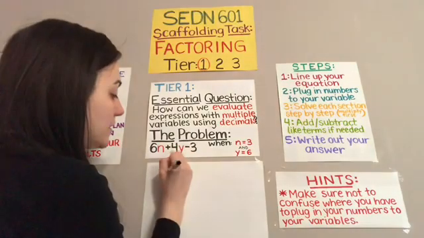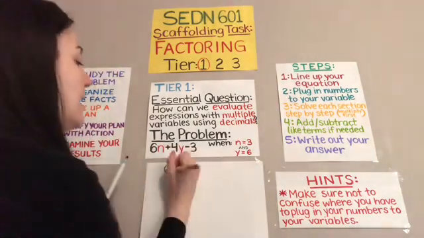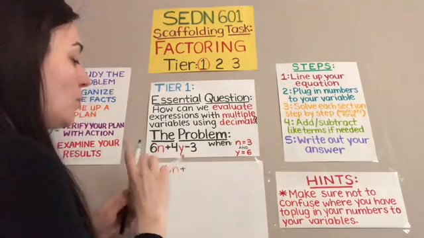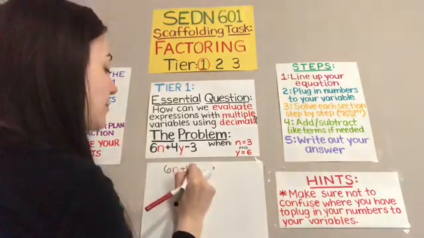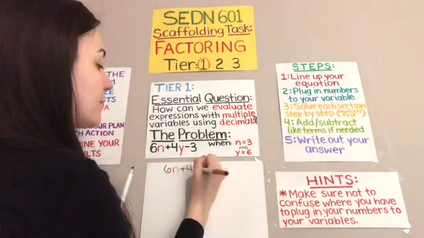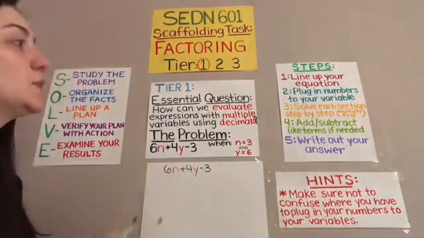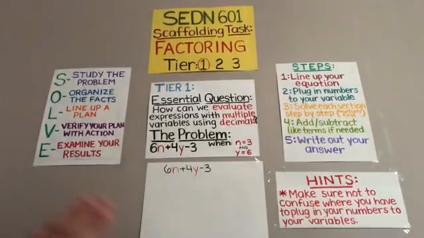So 6n plus 4y minus 3. So we did that. Step 1 complete. So step 2, plug in numbers to your variables.